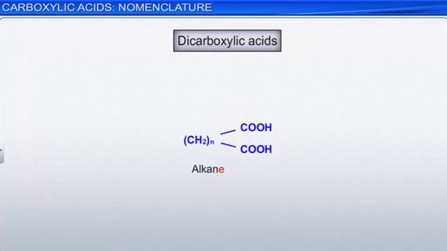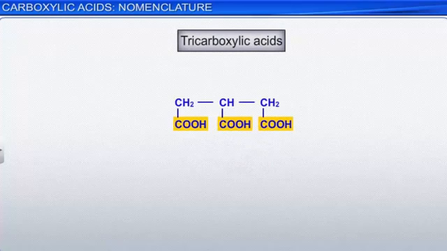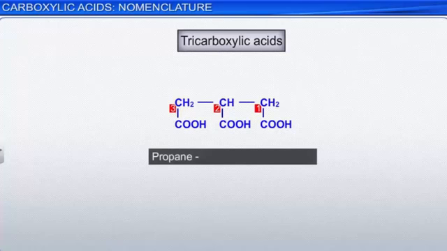For naming compounds containing more than one carboxyl group, the ending E of the alkane is retained, and the multiplicative prefix di, tri, etc. is added to the term oic acid. The positions of the COOH groups are indicated by Arabic numerals before the multiplicative prefix. For example, the compound shown here, which contains 3 carboxyl groups on the first, second and third carbons, is named propane 1,2,3-tricarboxylic acid.